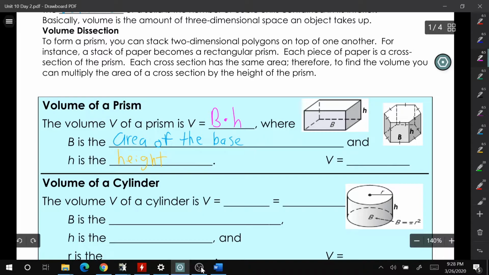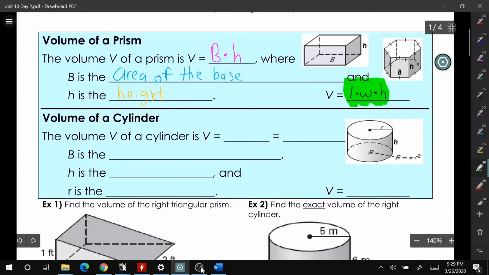A lot of times I've seen people say, oh, volume is your length times width times height. And just remember that this will only work in a rectangular prism. So be very careful about this formula here. We will use it, but that will only work for rectangular prisms.